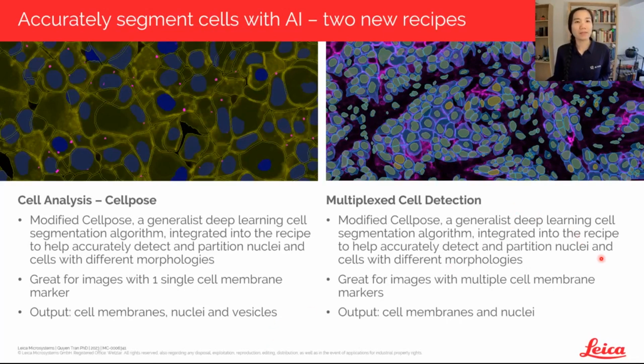the cell membrane, the nucleus, and the vesicles within a cell. The multiplex cell detection recipe, on the other hand, is great for images where you have multiple cell membrane markers, and it will provide you with output of the cell membrane and the nucleus.